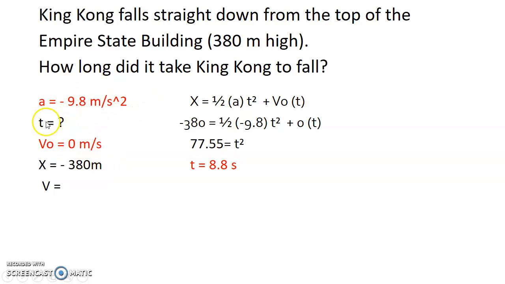We don't need time because we want to know how long. So again, we don't have a final velocity. We don't ask for it. We use our x equals 1/2 at squared plus v0t. Plug in our numbers. 77.55 equals our t squared. Don't forget to take your square root. And you get a time of 8.8 seconds.